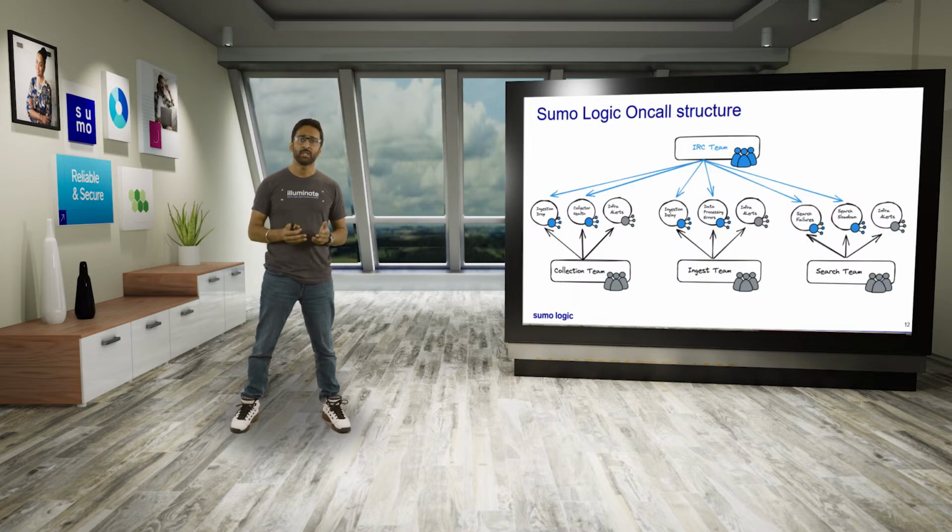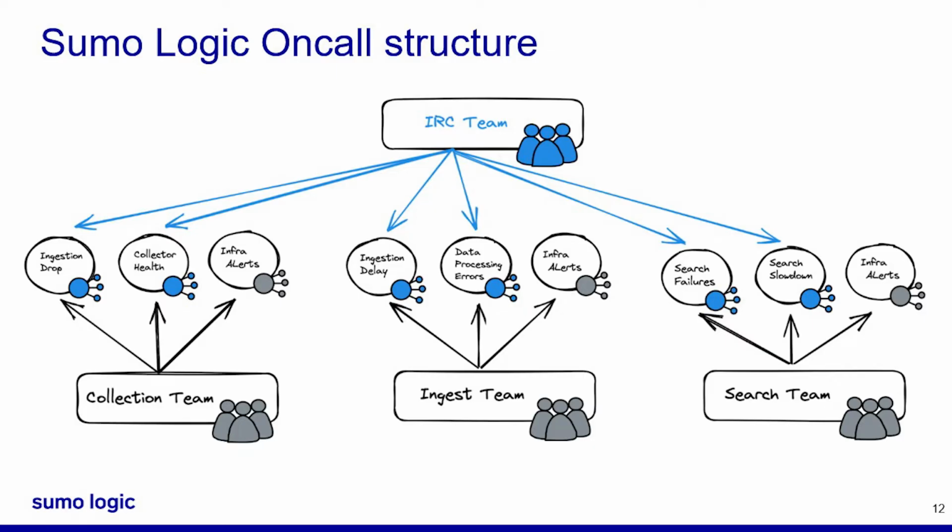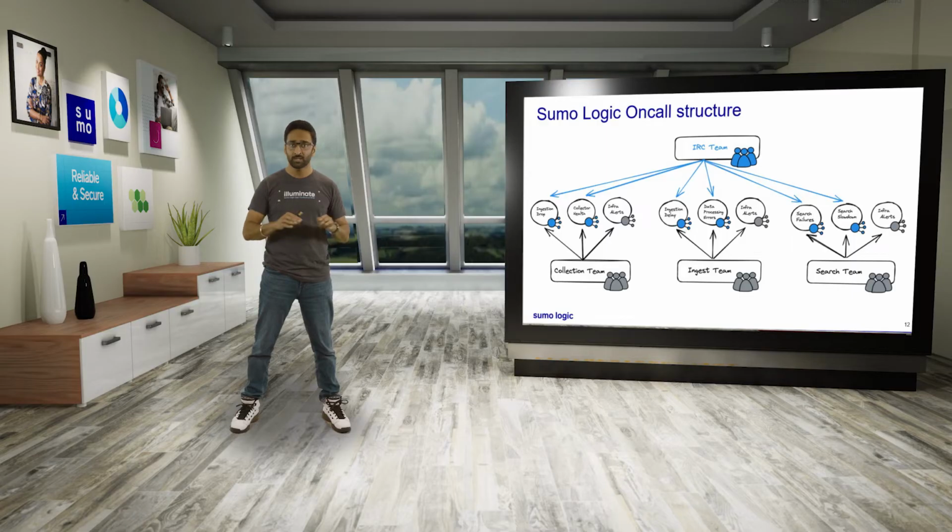This chart shows the on-call structure within Sumo Logic and how IRC fits into the overall picture. As you can see here, each team is responsible for monitoring the services that they own. They typically have a bunch of different alerts set up for this. The IRC team cuts across these team boundaries and monitors critical business KPIs across the application. The idea is that this team will have a better understanding of the end customer impact, especially for wider issues that impact more than one team. And the team will be better equipped to coordinate a response for these types of issues.